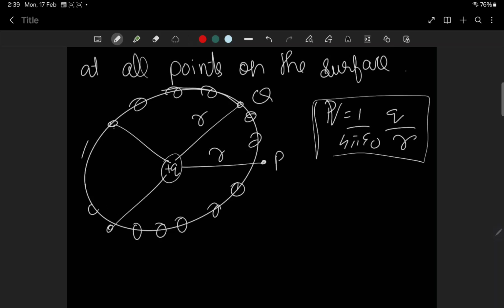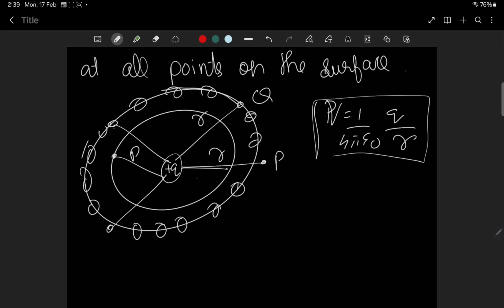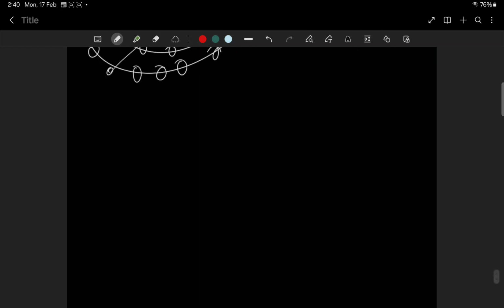That means this circle is an equipotential surface. If I take another point, P distance from here, and draw a circle where all points are P distance from the charge, that is also an equipotential surface. So a charge can have many equipotential surfaces. So let us look at some of the surfaces.